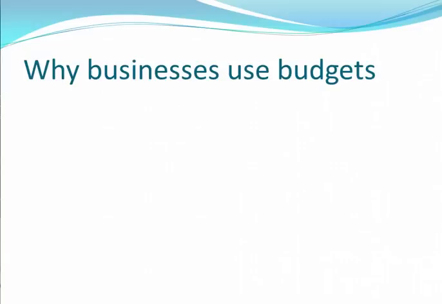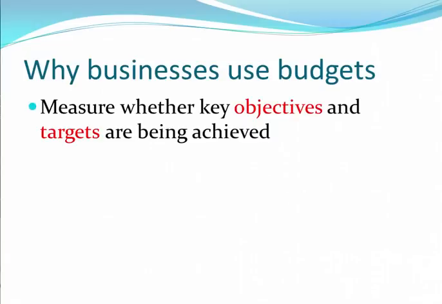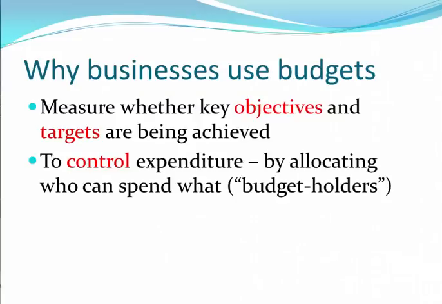So why do businesses use budgets? Using a budget means you're able to measure whether key objectives and targets are being achieved. It's also an excellent way to control expenditure by allocating who can spend what. We call these people budget holders. So if you want to give a particular amount of money over to advertising, you can say here's a fixed amount and that is all they have in the budget to spend on advertising.